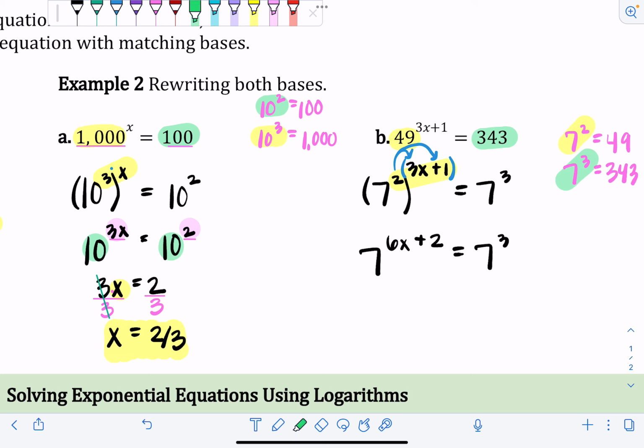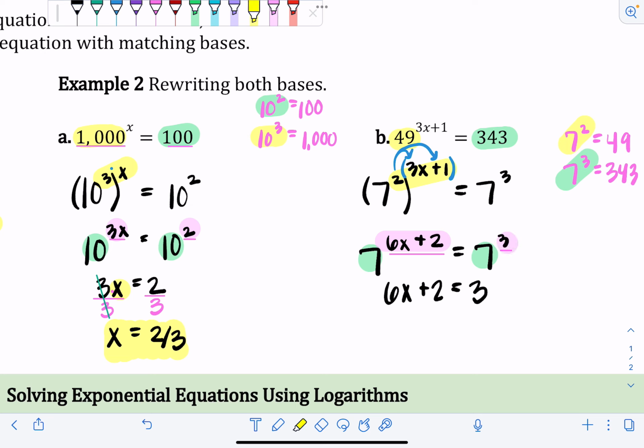Okay, so now we have the same bases, 7 and 7. So we can go ahead and set the exponents equal to each other. So 6x plus 2 and 3. So 6x plus 2, and then equals the exponent on the other side, 3.